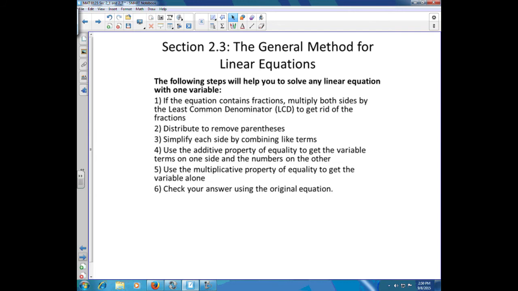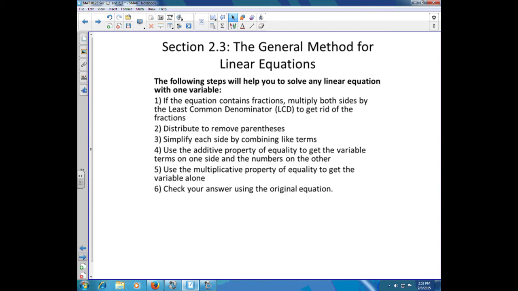So these following steps will help you solve any linear equation with one variable. If the equation contains fractions, multiply both sides by the least common denominator to get rid of the fractions. Once you've done that, distribute to remove any parentheses. You can then simplify each side by combining like terms. We're then going to use the additive property to get the variable terms on one side, the number terms on the other side.